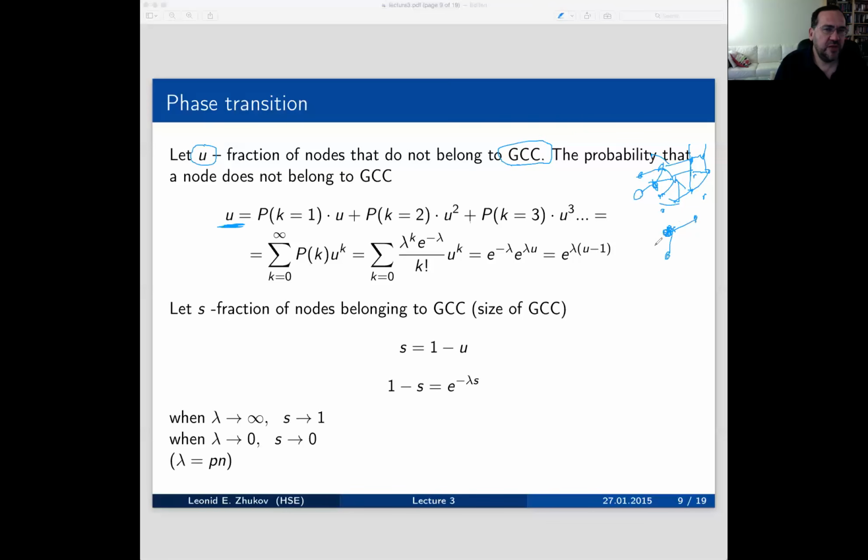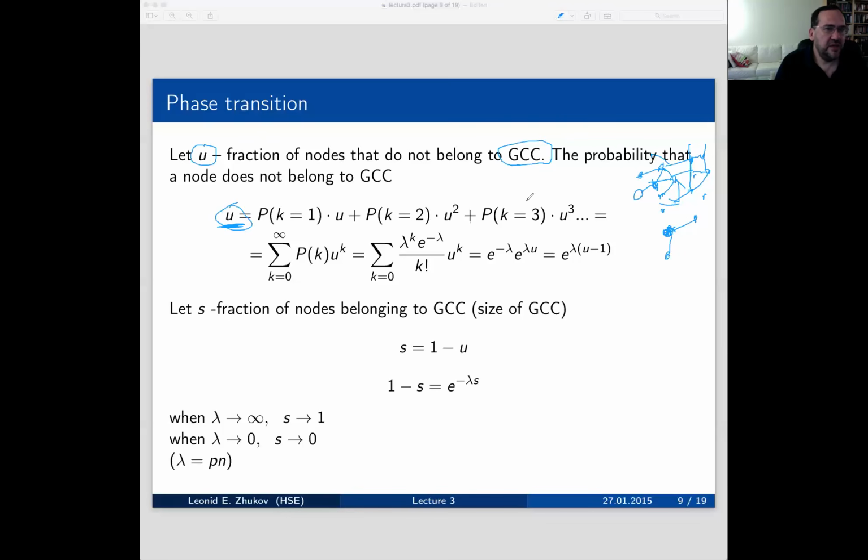But the trick would be that if the node does not belong to the gigantic component, its neighbors should not belong to the gigantic component either. So it can be connected to other nodes, but those nodes should not be part of the gigantic connected component. And so then, on average, the fraction of the nodes, or the probability that a node does not belong to a gigantic connected component, can be calculated as the following sum.